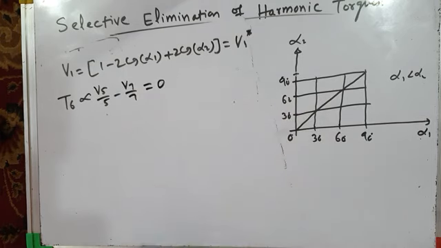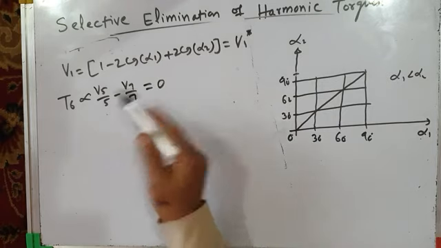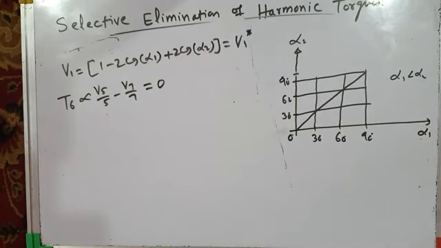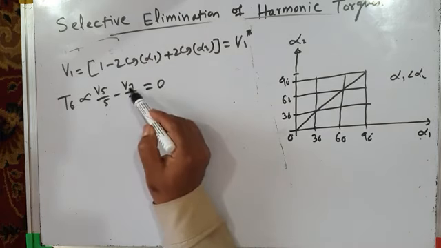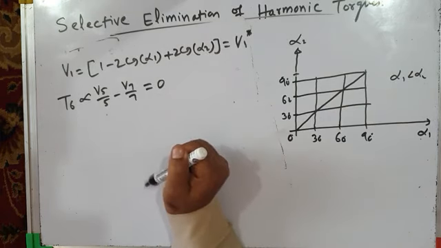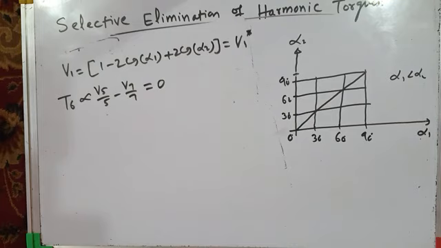So you have two equations. Solve the two equations. These are both transcendental equations. You have to solve them using a numerical technique, an iterative procedure, in such a way that finally you get the solutions with V5 by 5 minus V7 by 7 equal to 0. That will make T6 equal to 0.